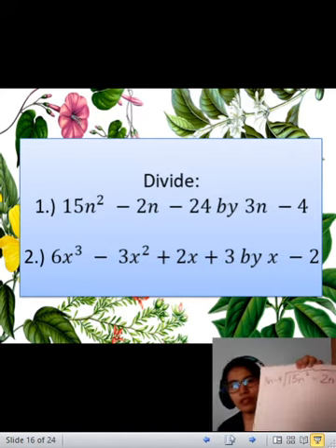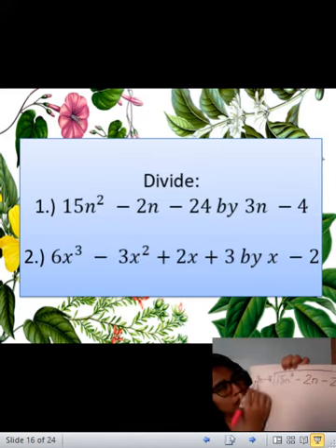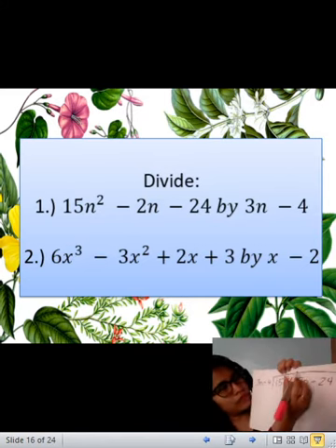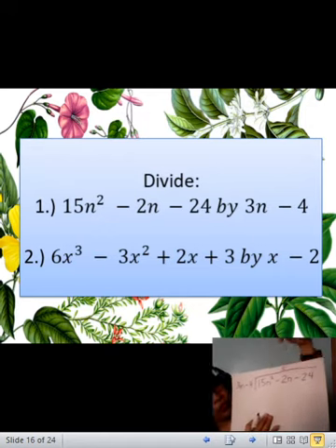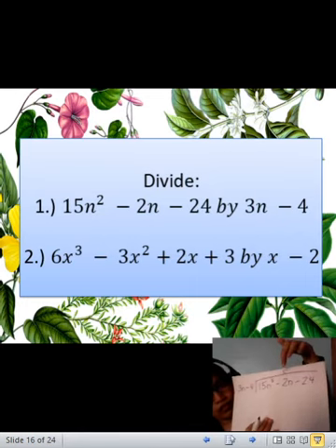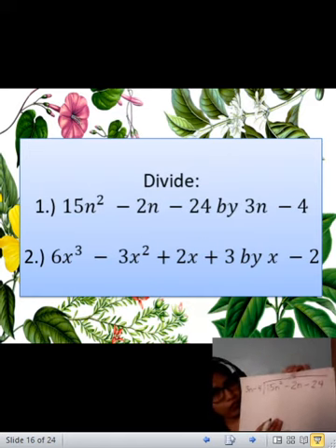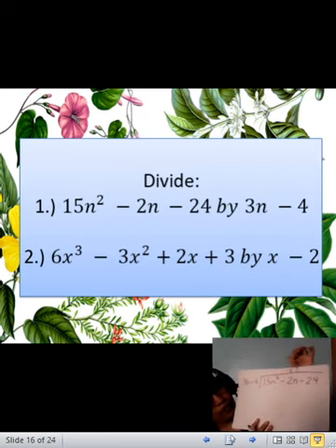And then we will divide the 15n squared by 3n first. So 15 divided by 3 will give us 5. Ma'am, why do you put the 5 there in front of negative 2n? Because as you can see, when I divide this n squared and the n, it gives me the answer of n. So we will have 5n. That's why I put it on the top of negative 2n.